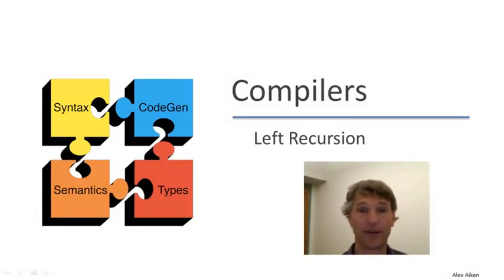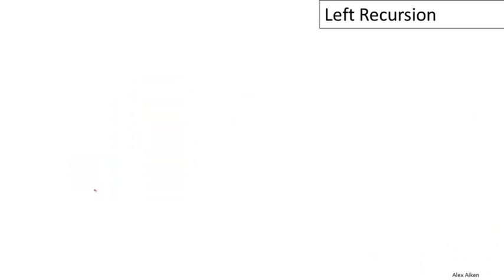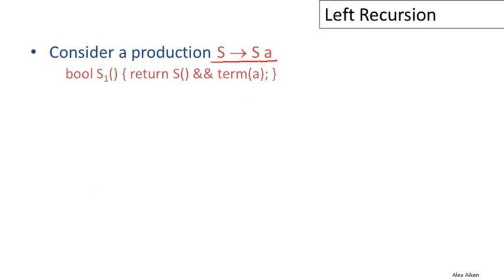In this video, we're going to talk about the main difficulty with recursive descent parsing, a problem known as left recursion. Let's consider a very simple grammar that consists of only one production. S goes to S followed by A. So the recursive descent algorithm for this production is the following.